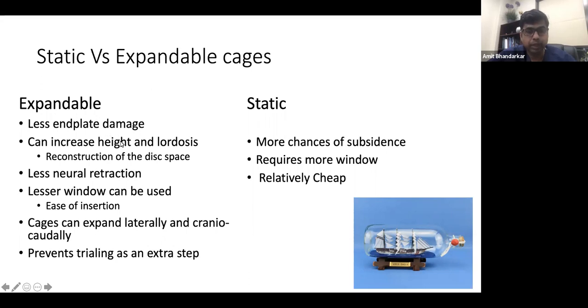If you imagine putting a big cage through the Kambin's triangle, it's going to push on the exiting nerve root. It's also going to cause end plate damage. The static cage, on the other hand, has more chance of subsidence because you're putting a big cage, which definitely damages the end plate. But if you slowly expand it, it does not cause that end plate damage. It also requires more window as compared to the expandable cages. But the good point is that they're relatively cheap.